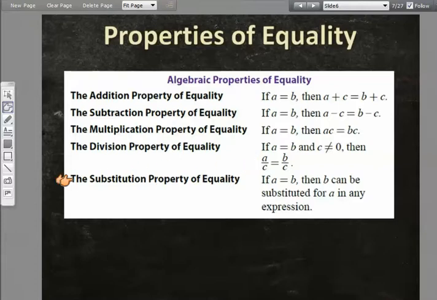And then last is the substitution property of equality. If A equals B, then B can be substituted for A in any expression. Because when we say they equal each other, that means they can both equal 1, they both equal 2, so that means you can substitute them for each other.